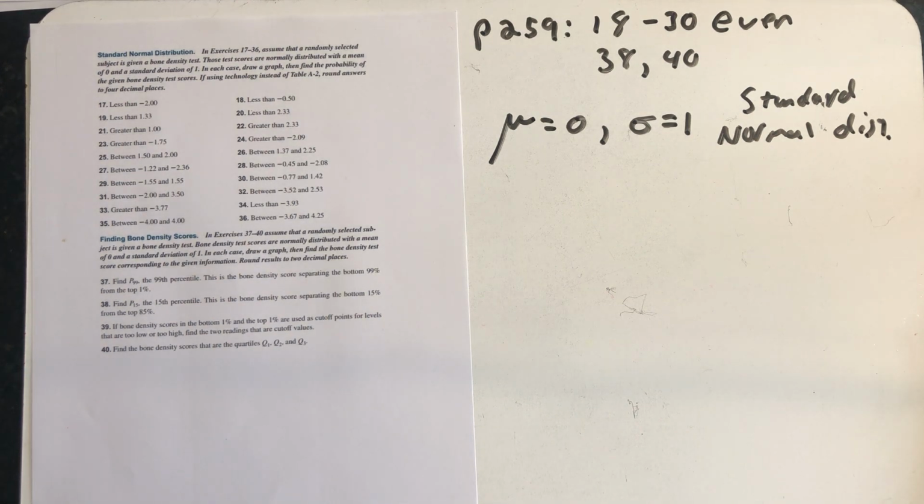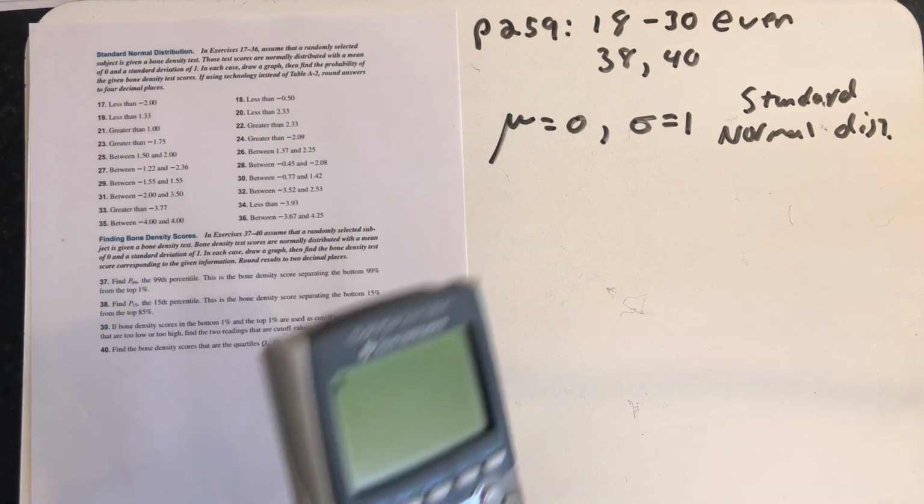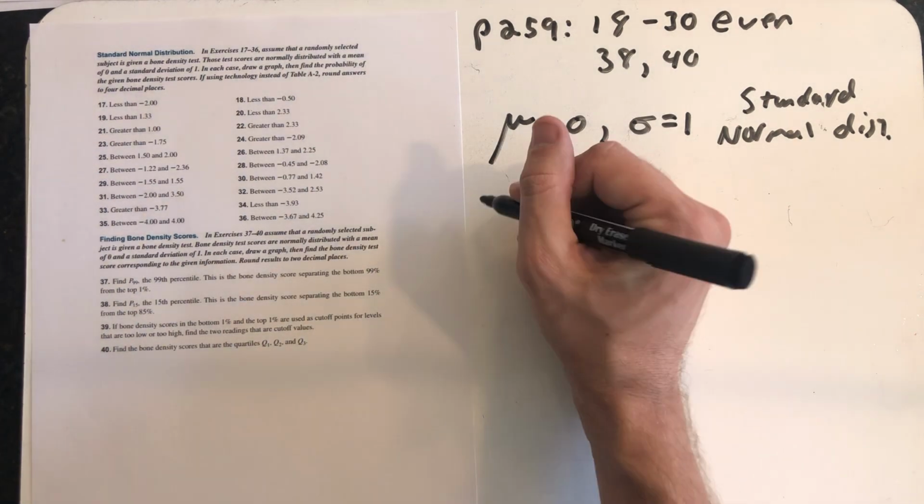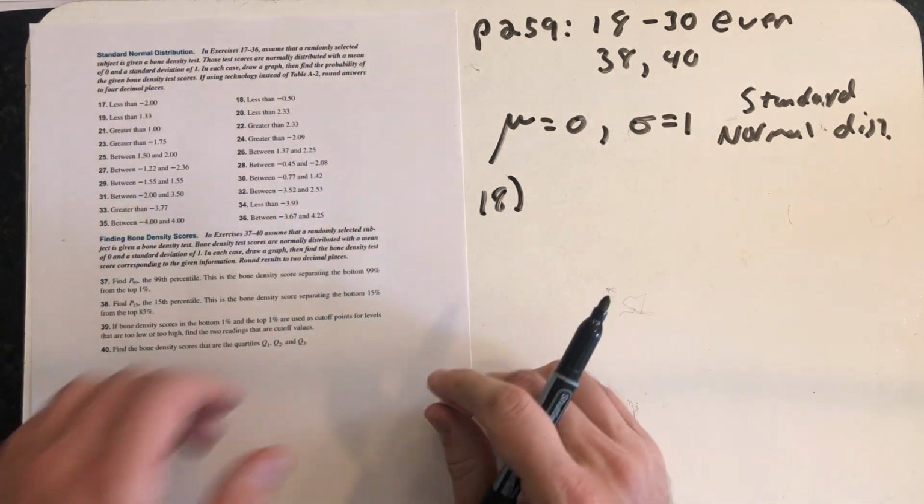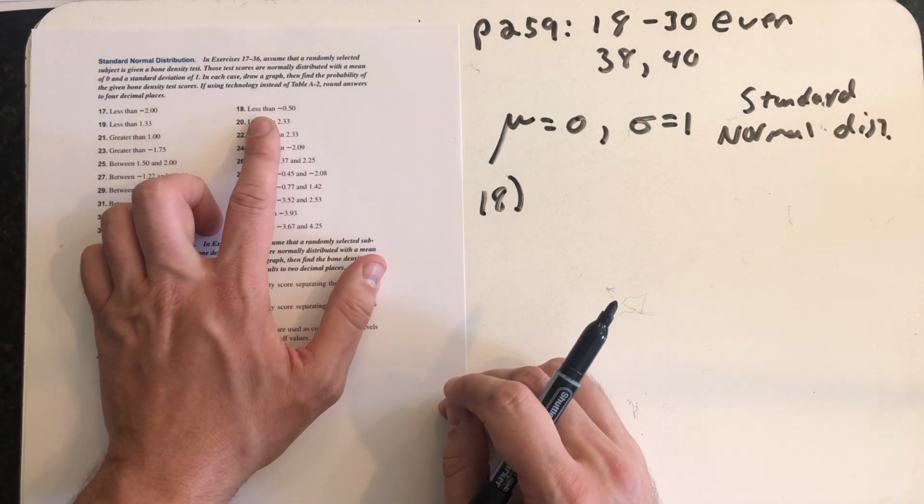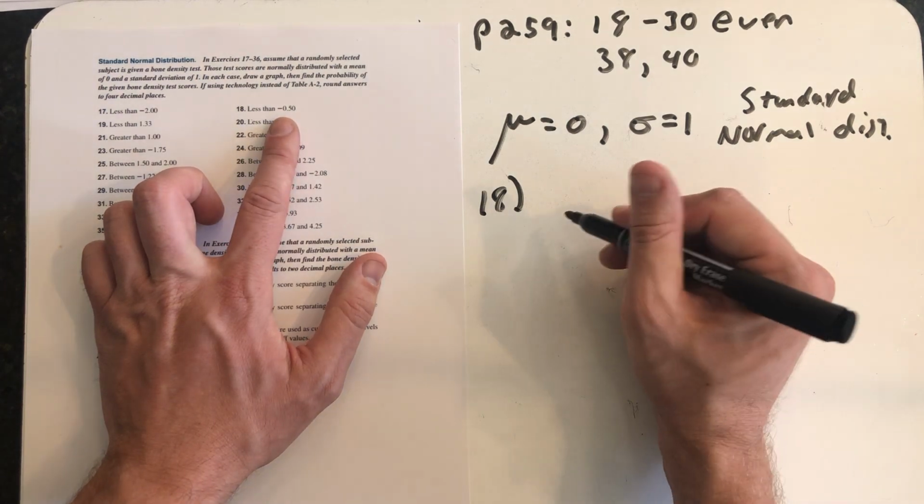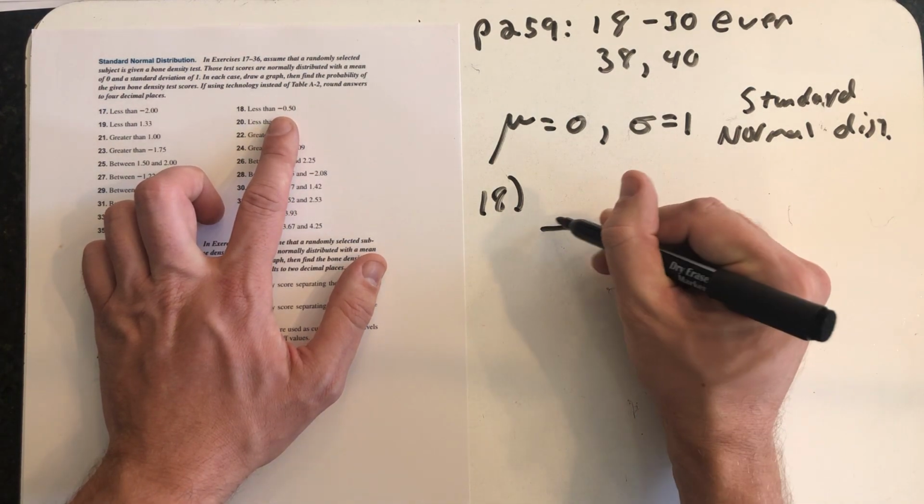In each case, draw a graph and then find the probability of the given bone density test scores. We'll be using our TI-84s in this video, or a TI-83 will do the same thing in exactly the same way. All right, so number 18, we're supposed to find the probability of getting a bone density score less than minus 0.5. So we're supposed to draw a picture.